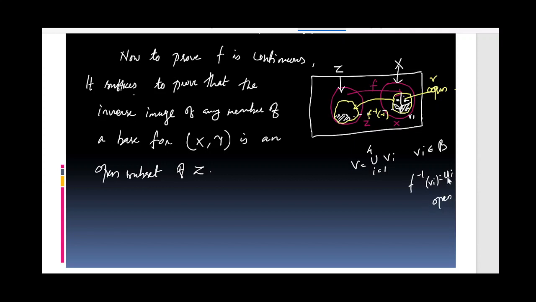Okay, Ui is open. Now I should write f inverse of V, and we have studied that inverse image commutes with union and intersection. So this is union i belongs to 1 to 4 f inverse of Vi. Now Vi I have found out as Ui. So this is equal to union i equal to 1 to 4 Ui. Now each Ui is open. Now what about this union? It is open. So my f inverse of V is open. So this is the procedure.